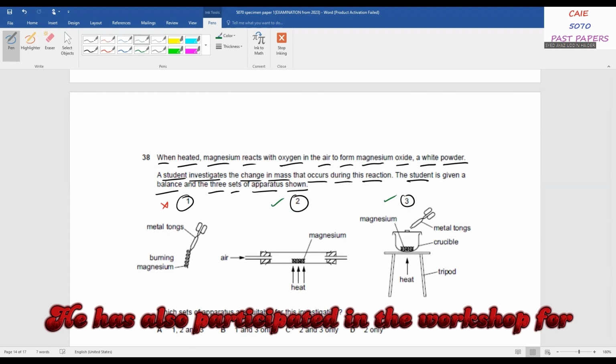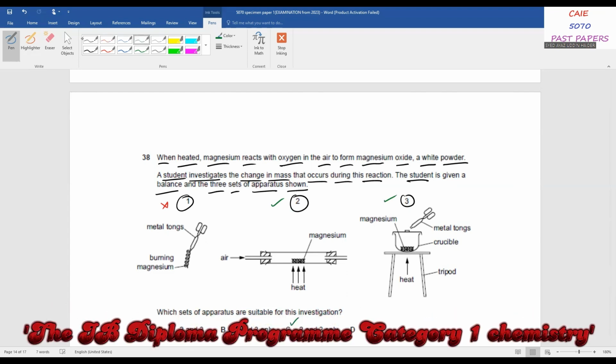Now look at the choices. It seems that only C is the correct answer because it's saying 2 and 3 only. All the other choices are wrong. 1, 2, 3 wrong. 1 and 3 wrong. 2 only wrong.